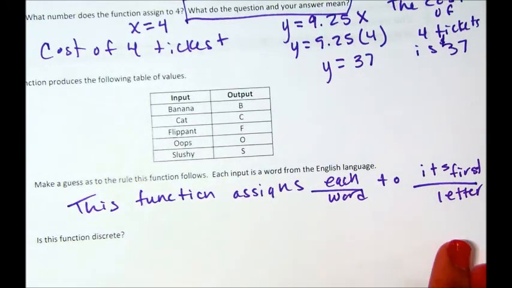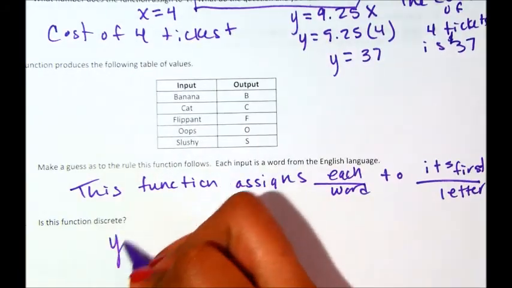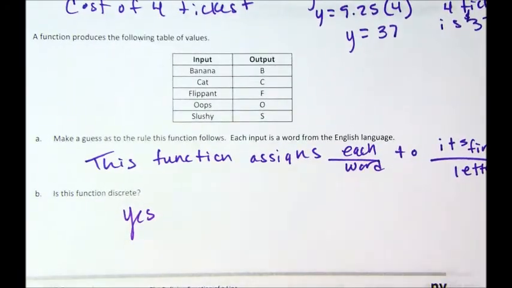Banana is assigned to B. Cat is assigned to C. Flipping is assigned to F. Oops is assigned to O. And slushy is assigned to S. Is this function discrete? Yes, this function is discrete. You can't have half of a letter. Okay, so I know that there is a specific value that must be inserted for x.